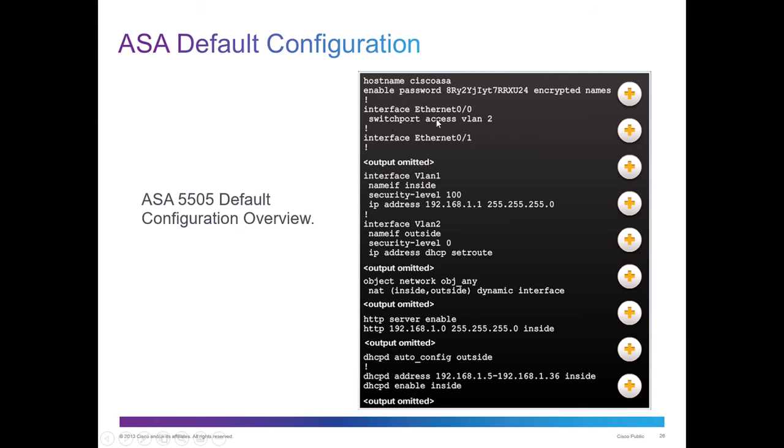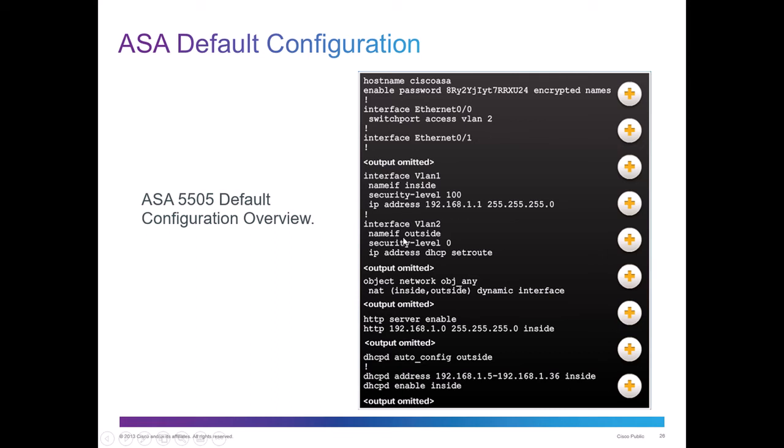You can create an interface and switch it to VLAN 2. And then interface VLAN 1. Then you give it a name, the nameif, which is called inside. This way we gave VLAN 1, because it's an inside VLAN, a security level of 100. So all the data that's labeled VLAN 1 will have a security level of 100, very trustworthy. And then the IP address for that VLAN.